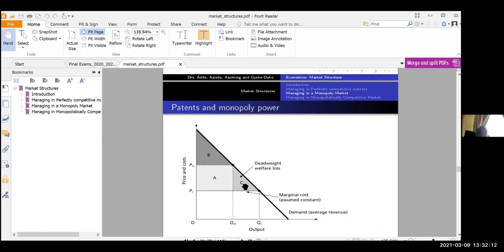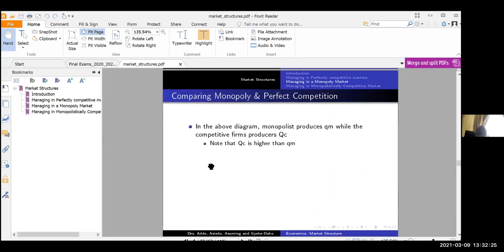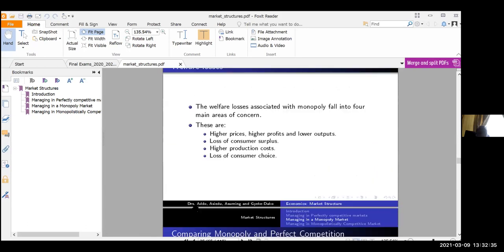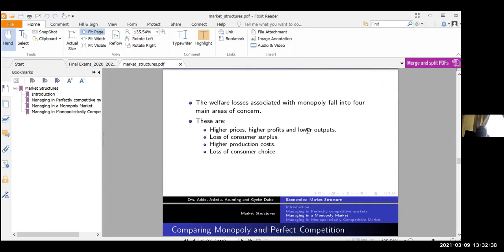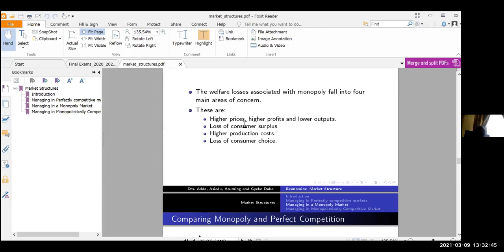In a perfect market, C would have gone to the consumer, and A would have gone to the consumer. But in a monopoly market, they squeeze your surplus. When you have a monopolist, you have higher prices: PM is higher than PC. Lower output: QM is lower than QC. Loss of consumer surplus, your surplus will be very small. Higher production costs, inefficiencies, and loss of consumer choice.